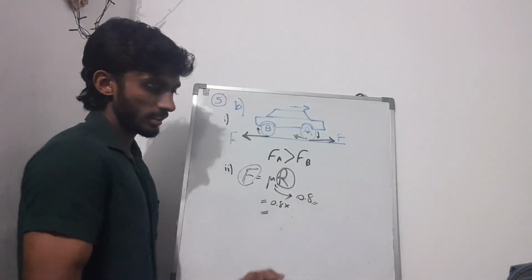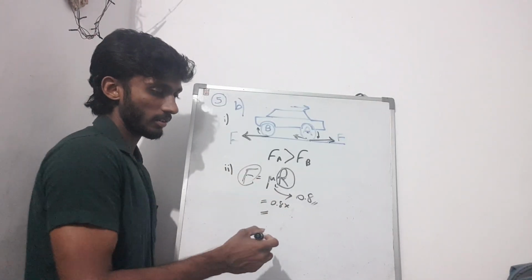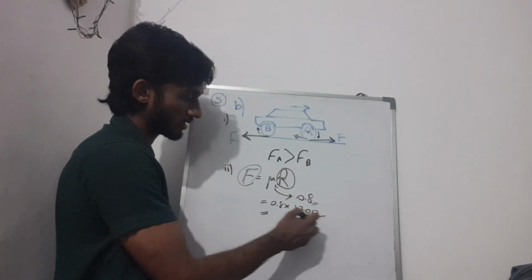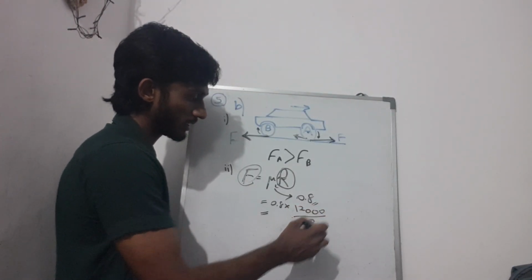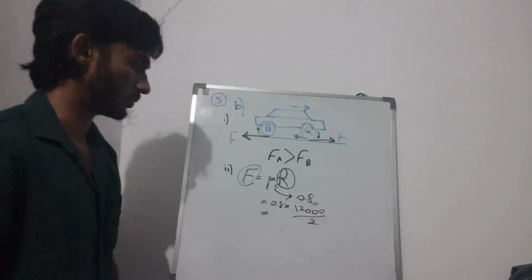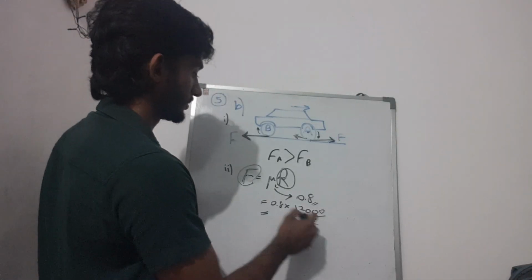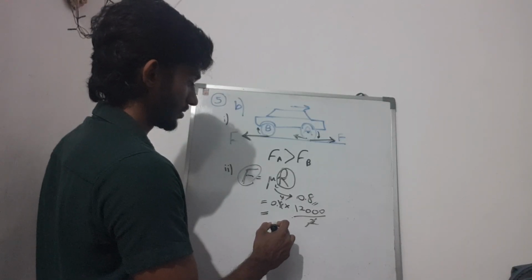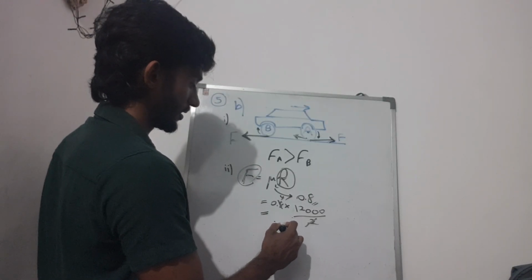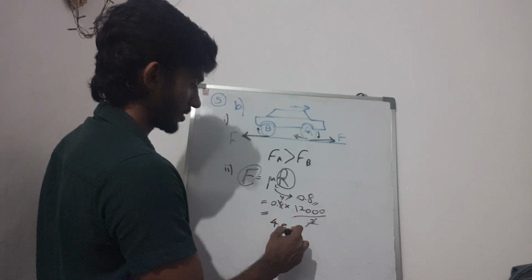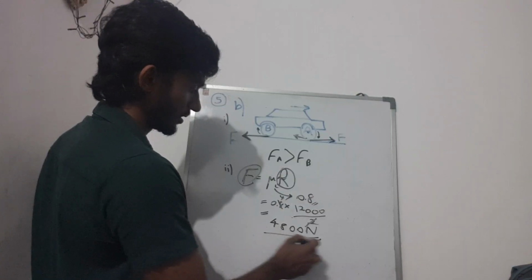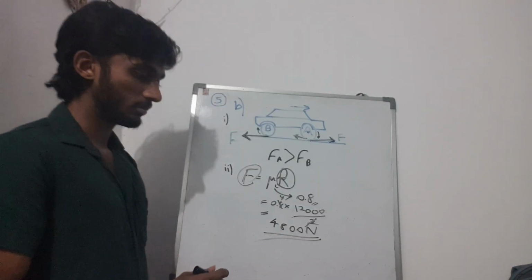Then the mass will be divided by 2 and times 0.4, giving 48,000. That's the maximum driving force.